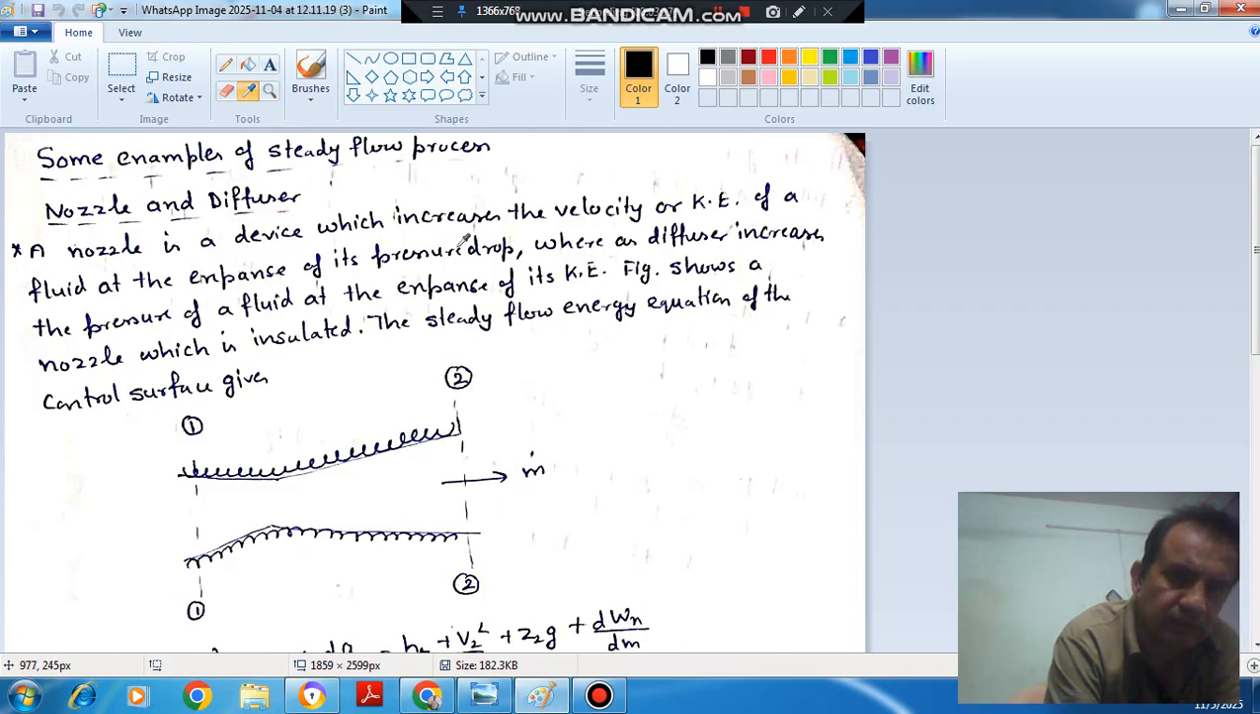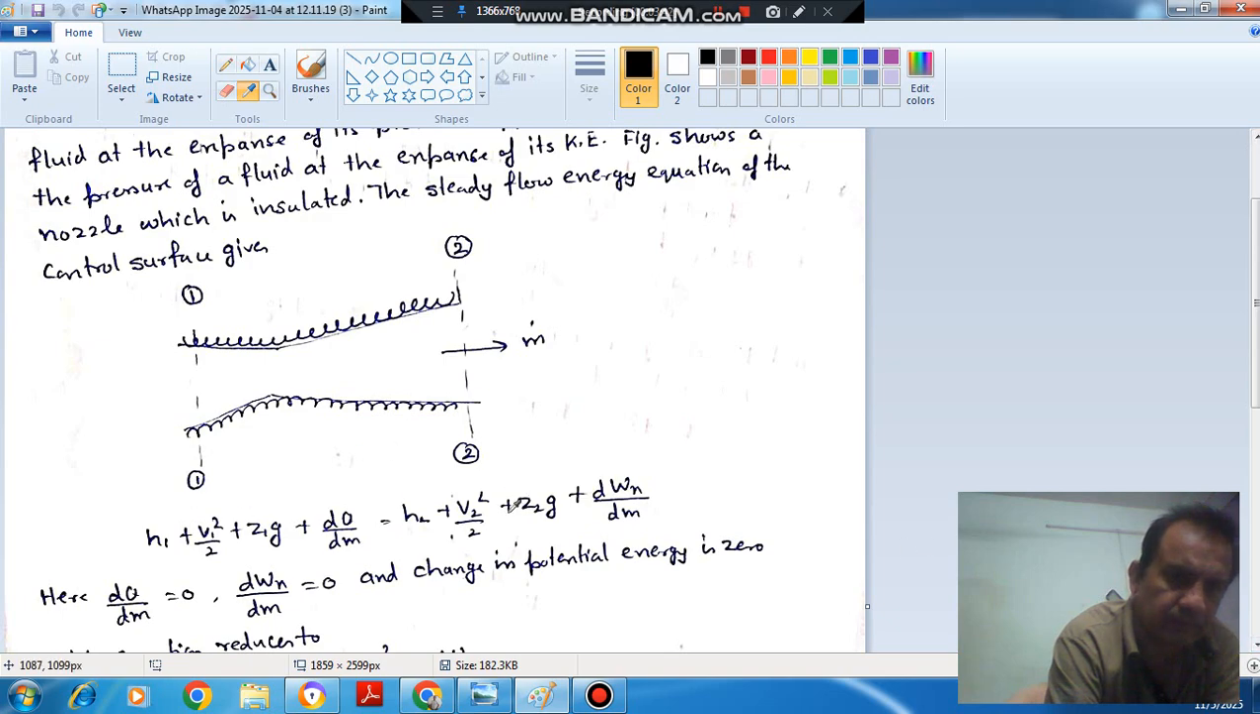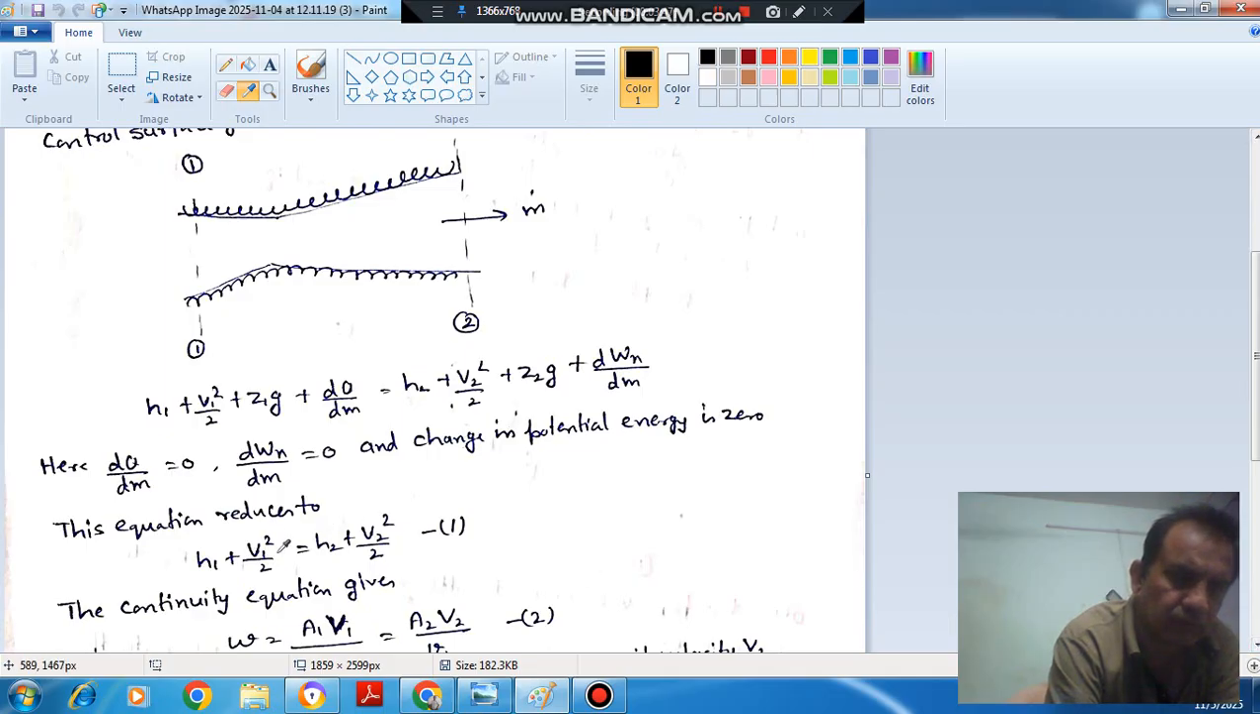A nozzle is a device which increases the velocity or kinetic energy of a fluid at the expense of its pressure drop, whereas a diffuser increases the pressure of a fluid at the expense of its kinetic energy. This figure shows a nozzle which is insulated. The steady flow energy equation of the control surface gives this. So this is your steady flow energy equation. And this equation reduces to this when we apply heat transfer 0, work done 0 per unit mass, and z1 is equal to z2.